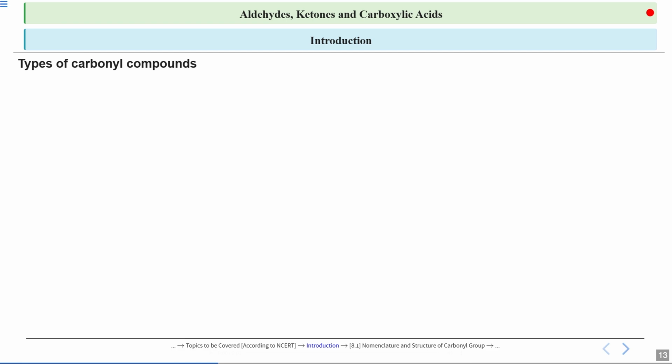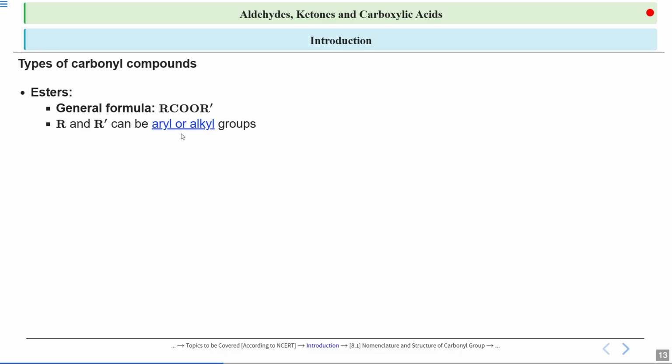Now comes the next class of carbonyl compound, which is esters. So esters are basically formed from carboxylic acid plus alcohols. Let us see how. If I talk about esters, the general formula is R C double bond O OR dash. Okay, so this R and R dash can either be an alkyl group or an aryl group. Now this R and R dash may or may not be the same. If it is the same, then we can say we have a symmetrical ester, and if it is different, then we have an unsymmetrical ester.